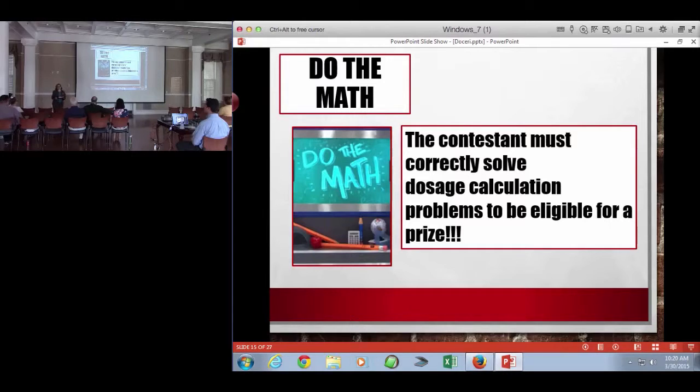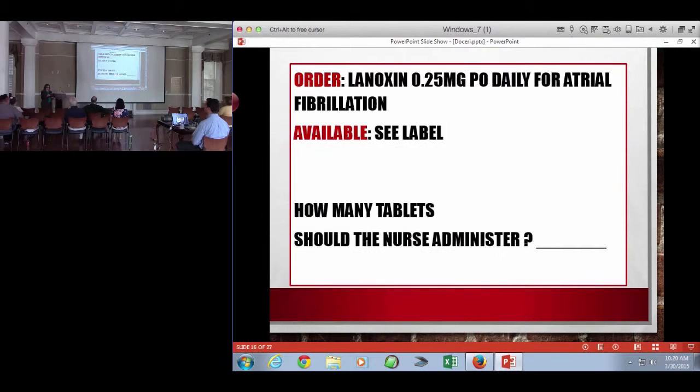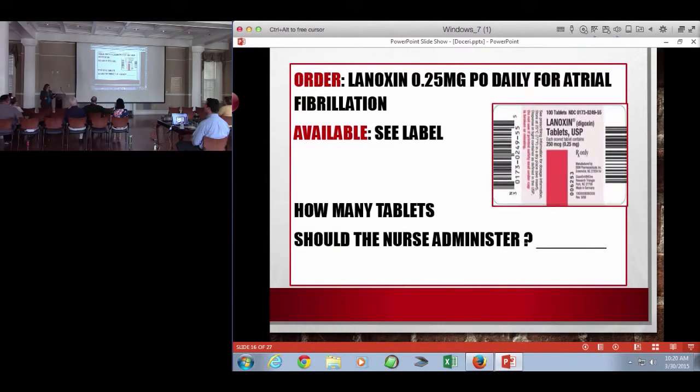So Doceri has been great for that. That's probably where I have utilized it the most, is letting them work problems. So when we bring a problem up, I usually have just the problem there. We might talk about it a little bit, how much is ordered, look at the label, see what's available. Again, I can increase it. I can make sure that they're reading the label correctly and how many tablets that they would administer.